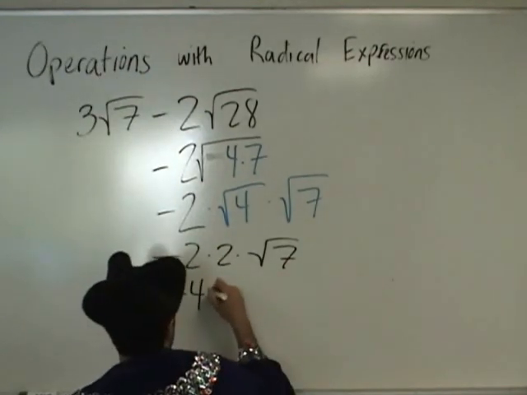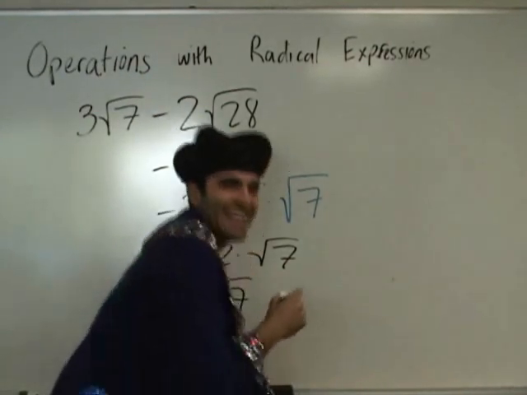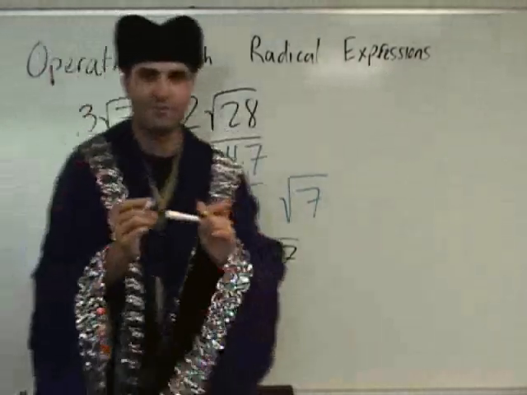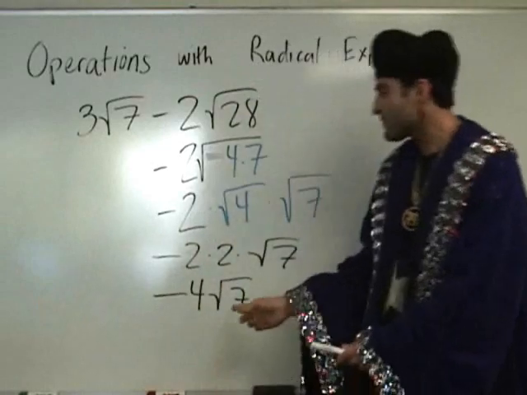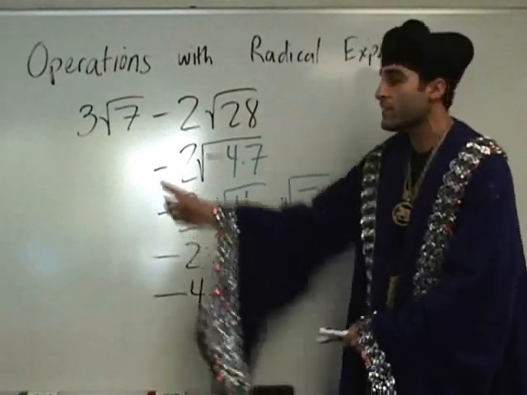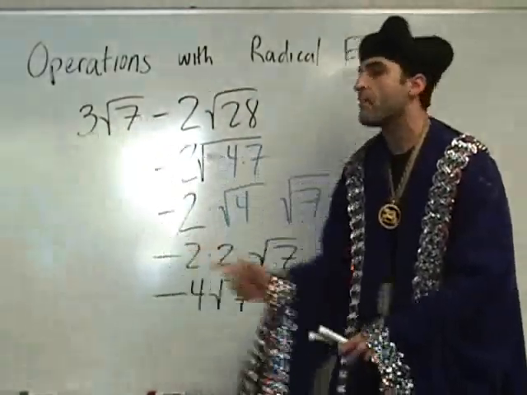Wow. That's exactly what happens. I stepped on my magic rope. Okay. So this becomes minus 4 root 7. So we have 3 root 7 minus 4 root 7.